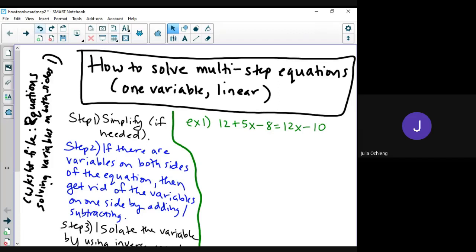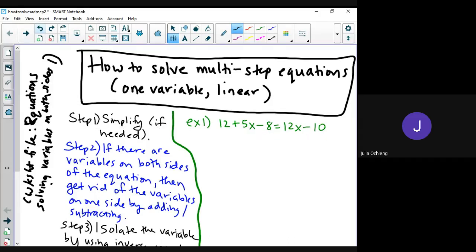Okay, so for this particular set of problems, we're going to use these 3 steps. Step 1, you're going to simplify if needed on each side of the equation. So that's this step right here. We're going to simplify if needed on each side of the equation. So we're going to do that first for this equation where we're solving for x.